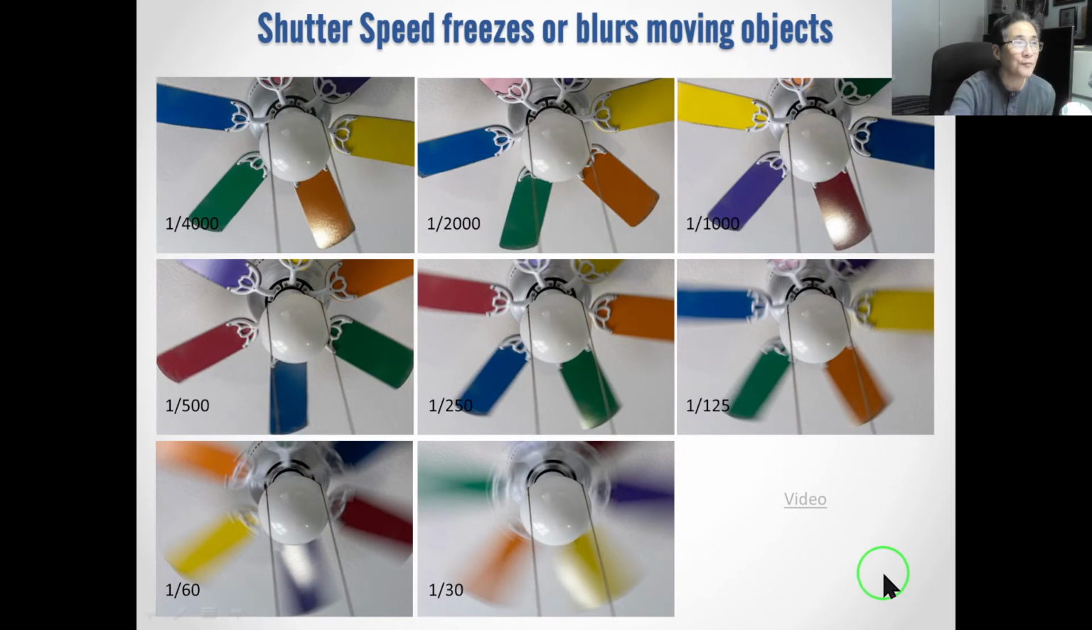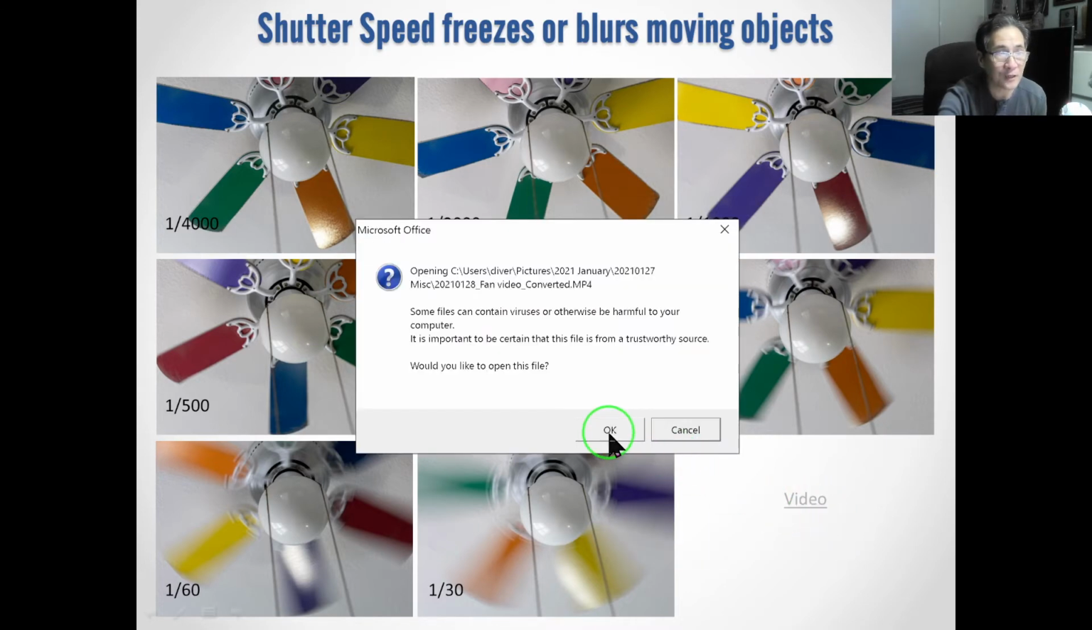Okay, here's a series of pictures taken of exactly the same ceiling fan with different shutter speeds. Before I talk about these, I want to show you the video to show you the speed of the fan, right? Because the fan is spinning. Okay, so we got a pretty high speed setting, and it's spinning pretty fast. So that's what you're looking at. So I took a series of pictures with different shutter speeds.